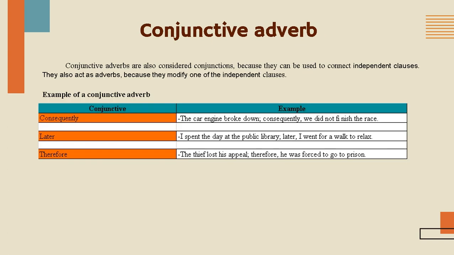Second, conjunctive adverb. Conjunctive adverbs are also considered conjunctions because they can be used to connect independent clauses. They also act as adverbs because they modify one of the independent clauses. For example of a conjunctive adverb, consequently. For example, the car engine broke down. Consequently, we did not finish the race.